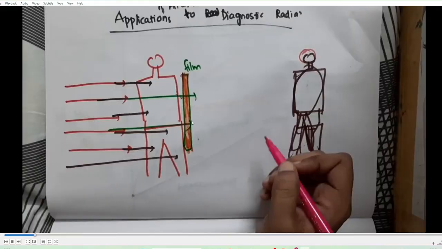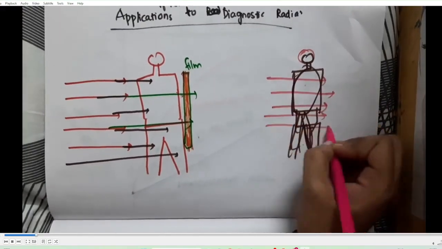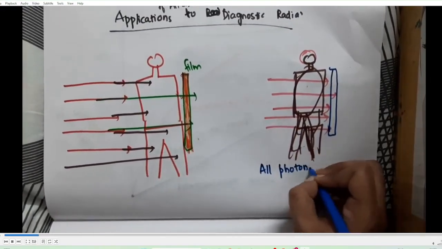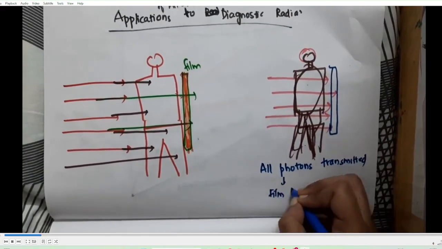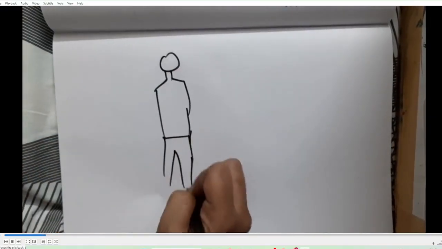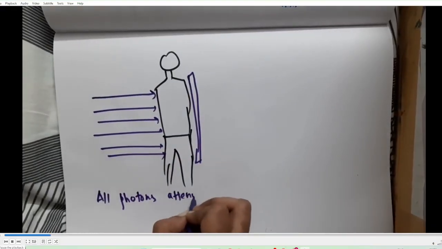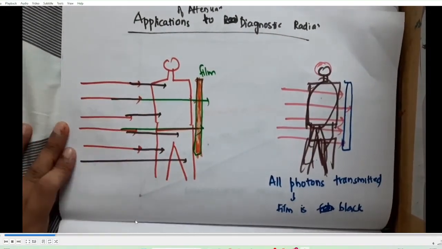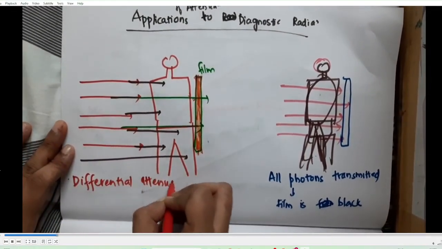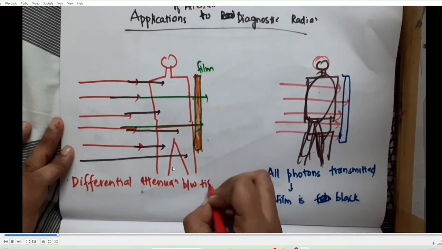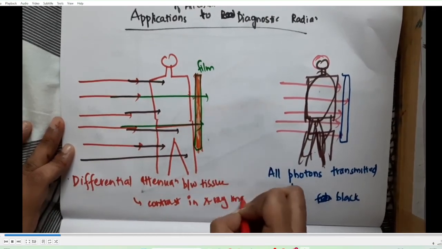If the photons are transmitted completely without attenuation, this results in black film. If all photons are transmitted, the film will be uniformly black. If all the photons were attenuated, the film will be uniformly white. So in neither case would there be an X-ray image. So image formation mainly depends on differential attenuation between the tissues.